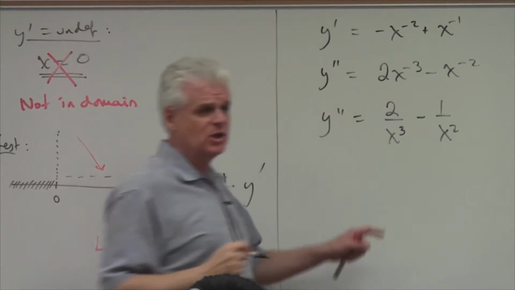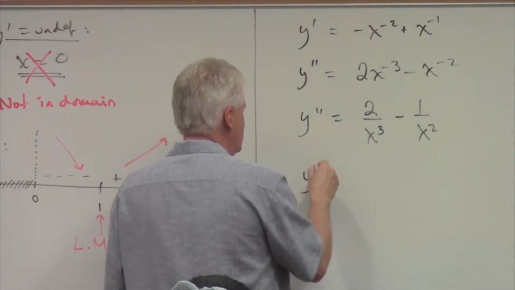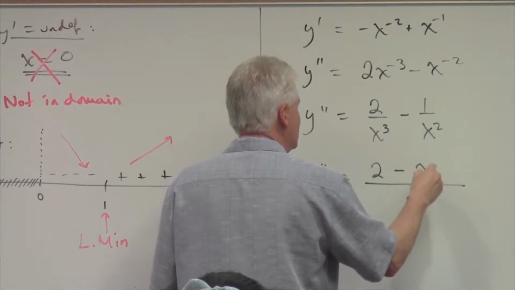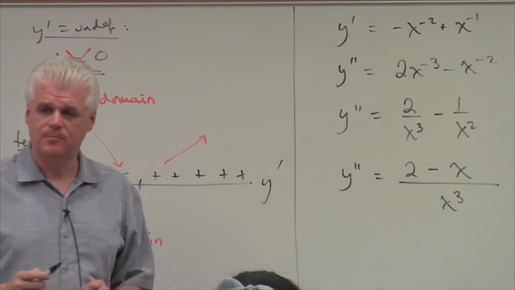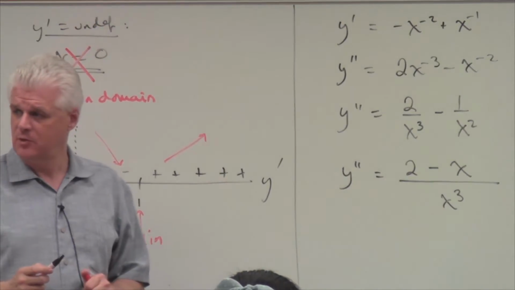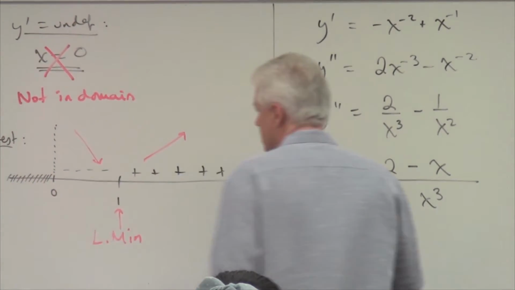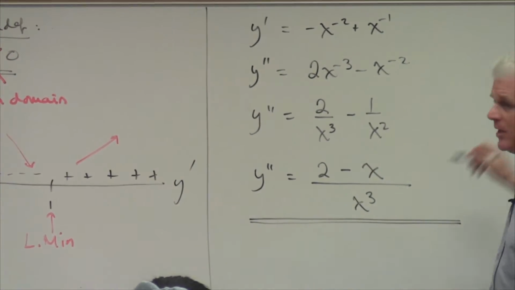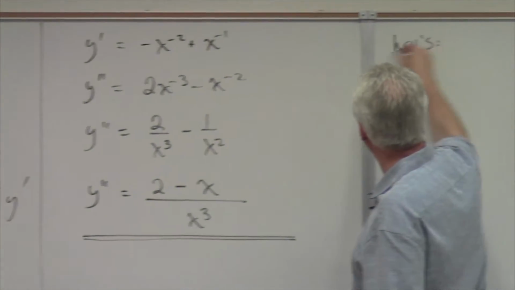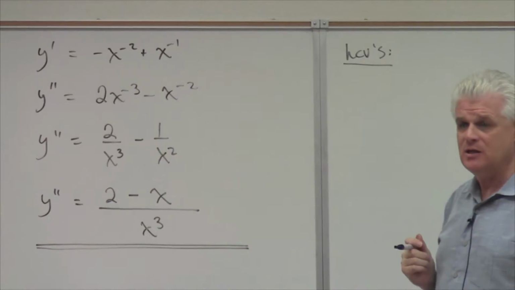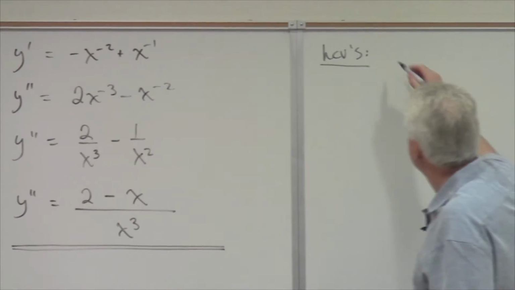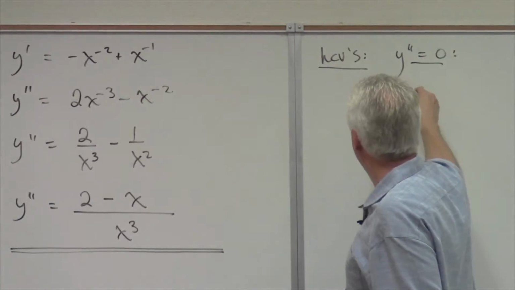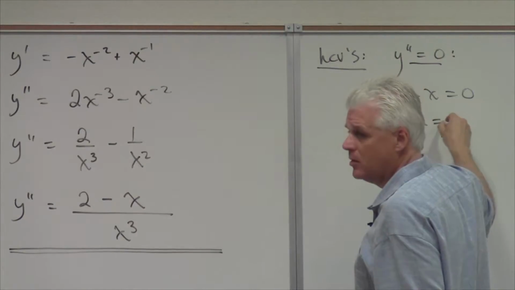The LCD would be x cubed. So y double prime is 2 minus x over x cubed. Is that right? Okay with that? So there's the derivative, the second derivative. Now look for the hypercritical values. Hypercritical values are the places where it is either 0 or undefined. So where is the second derivative 0? Where the numerator is 0, which is where? 2, yes.